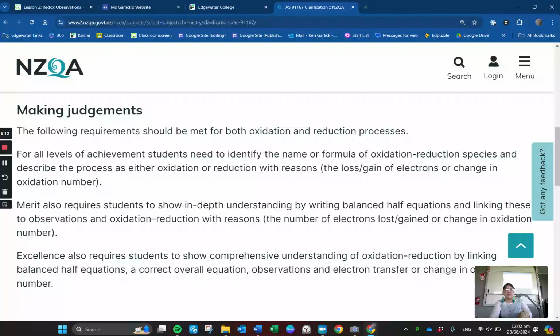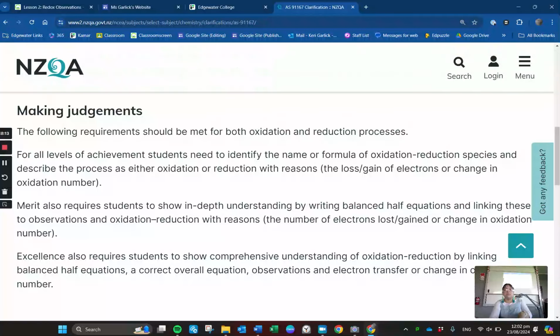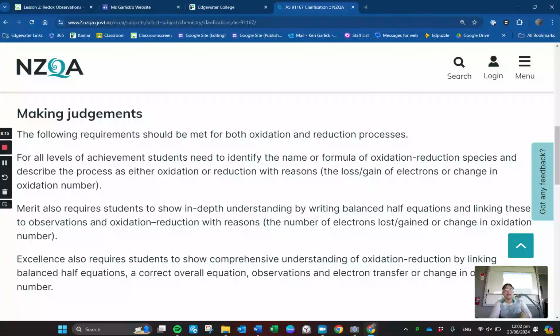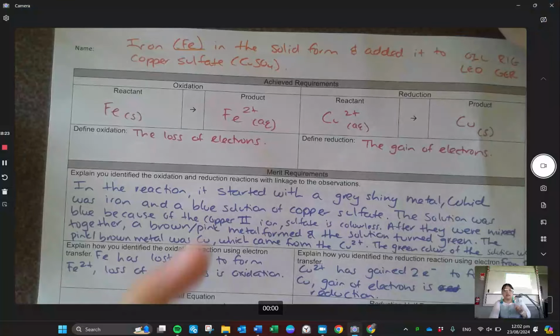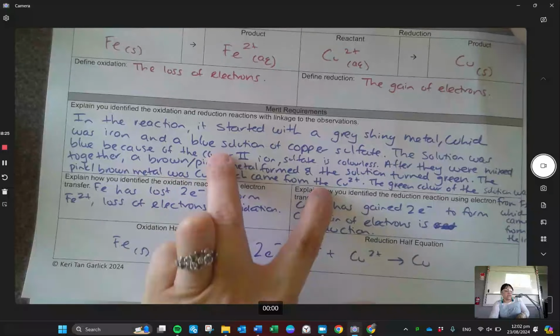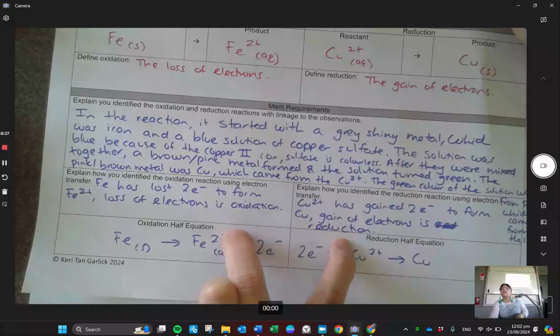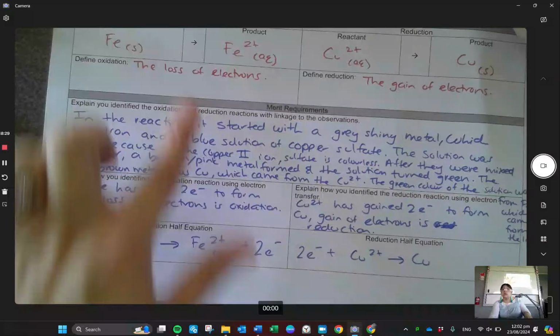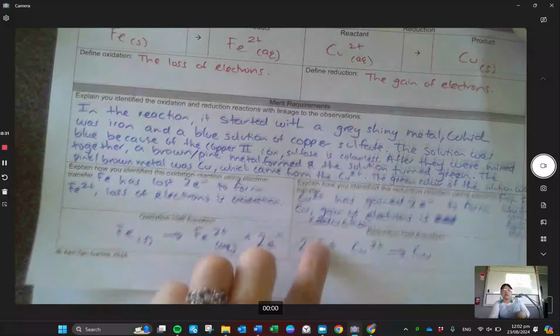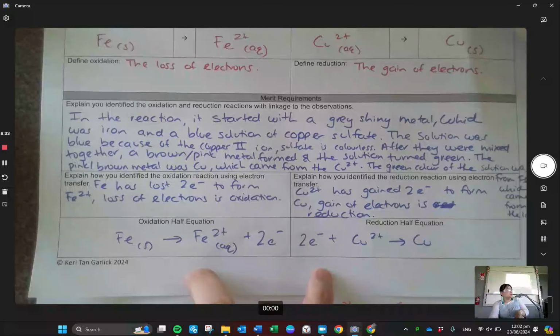For the merit, they want you to show in-depth understanding by balancing half equations and by linking these observations to the redox reaction with reasons. So you should be talking about the number of electrons gained or the number of electrons lost. We have done that. You've done your observations with linkage. You have told me specifically, not just general, how many electrons they are losing, how many electrons they are gaining, and include the half equations. So that is the merit.